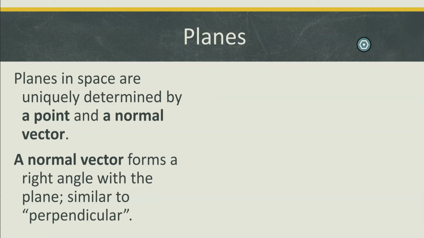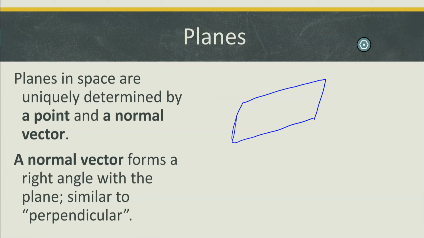Welcome to an introduction of planes in space. So planes in space are uniquely determined by a point and a normal vector. So imagine, if you will, having a tabletop, a desktop, maybe a notebook, something flat that you can imagine as a plane. So I'm going to draw myself this imaginary plane.